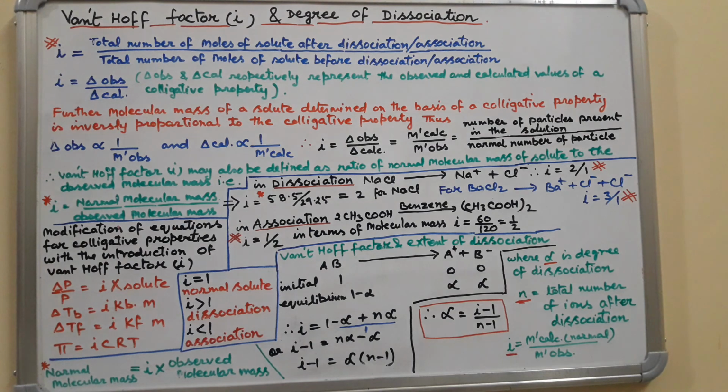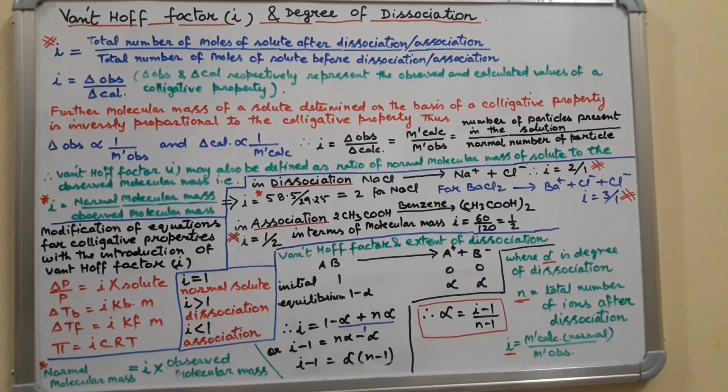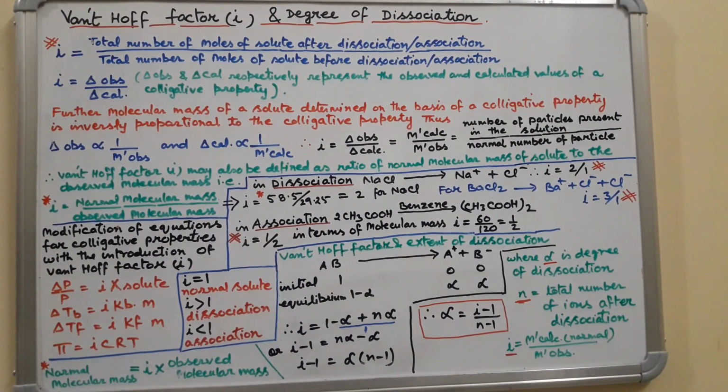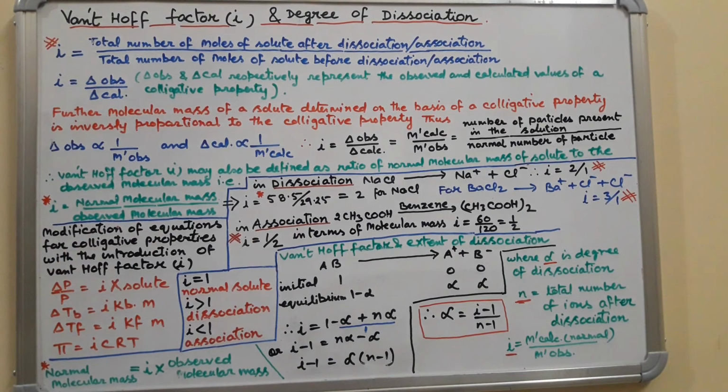Now further on simplification, let's see here. I am getting here i minus 1 is equal to alpha times n minus 1. So finally I am getting the degree of dissociation equals i minus 1 upon n minus 1. This is one formula with which we can find out the degree of dissociation in the numerical. And this is a very important concept in this chapter, because each year one numerical related to this Van't Hoff factor is always there in your exam, and it is important for your competition also.